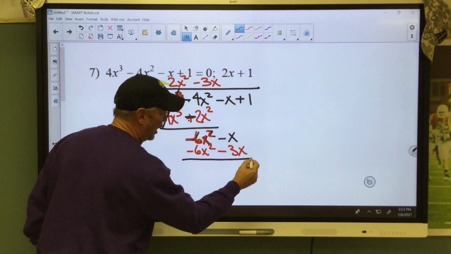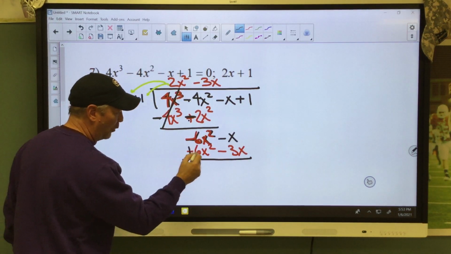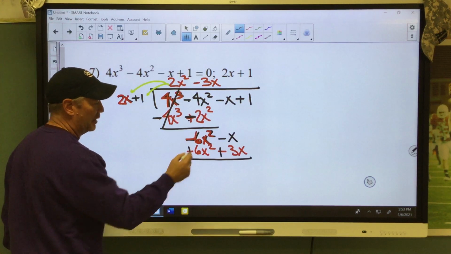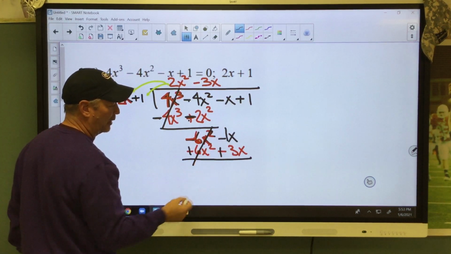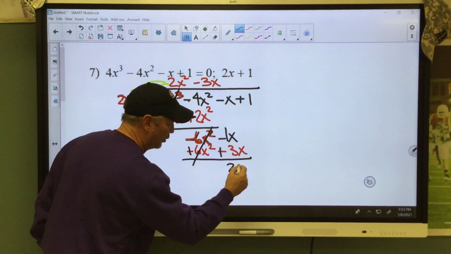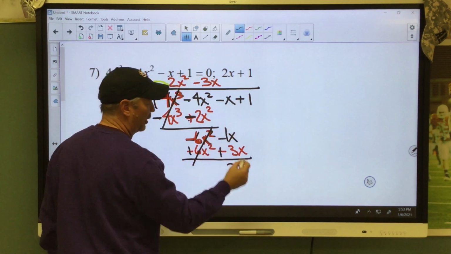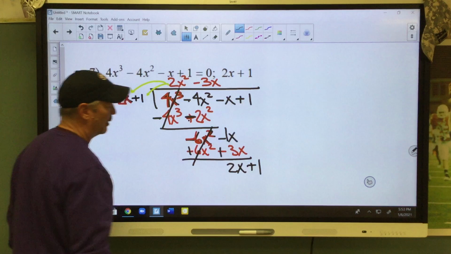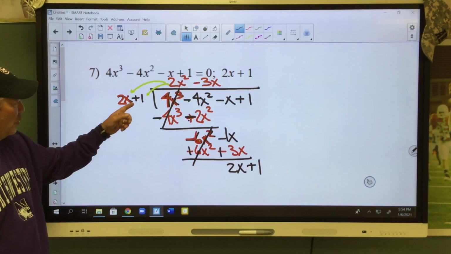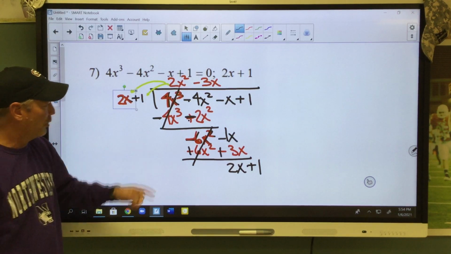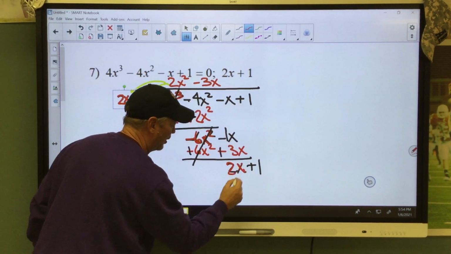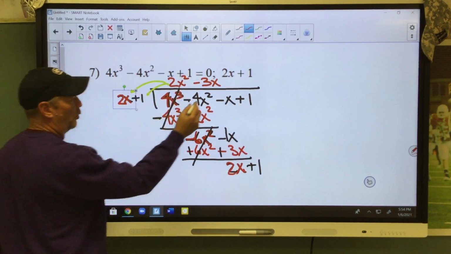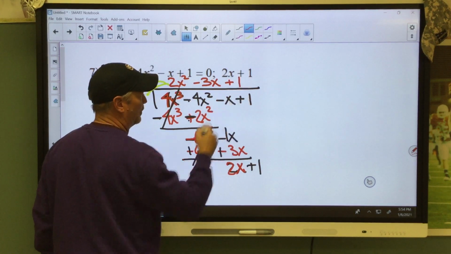We draw a line, we change both signs. This is going to cancel. I have a negative 1 and a positive 3, which is a positive 2x plus 1. That's 2x plus 1. I want this 2x to match. Remember, we're trying to get it to match. So all we're going to do is multiply times a positive 1.